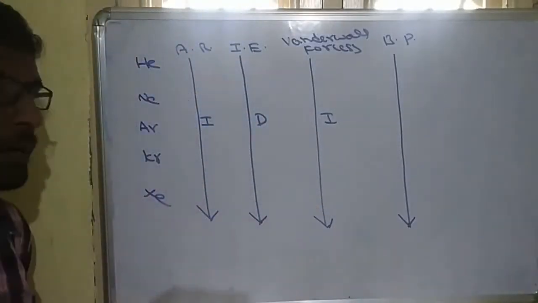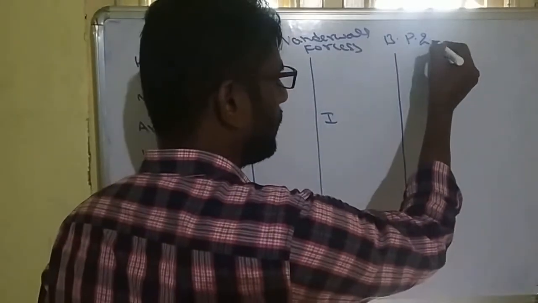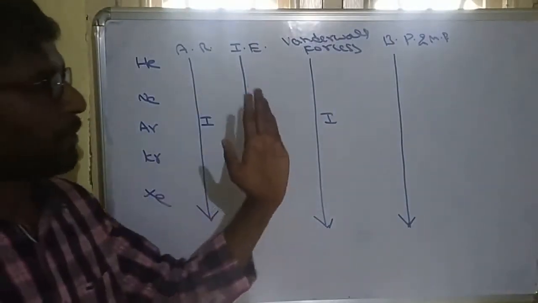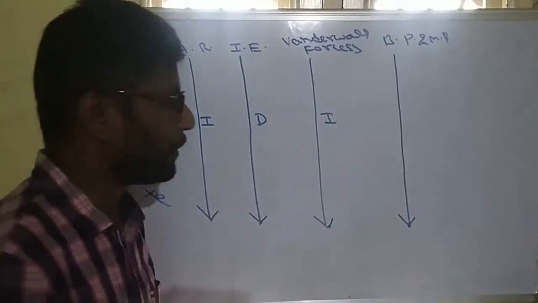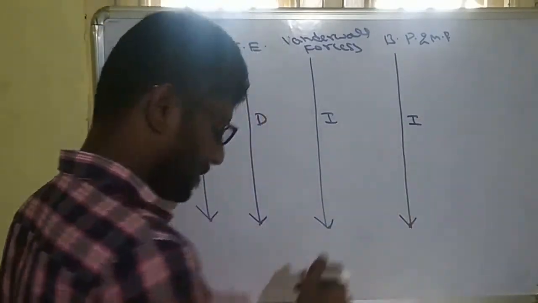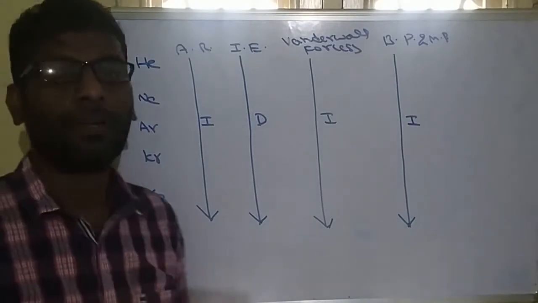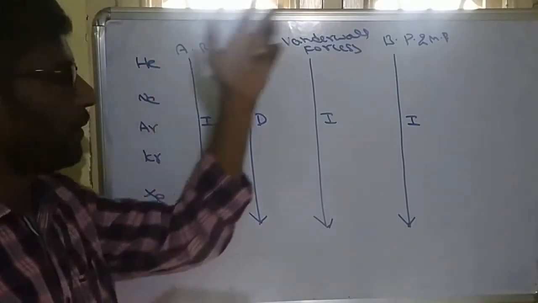Since forces increase from top to bottom, the boiling point also increases from top to bottom. We can take melting point also, boiling point and melting point both. So both melting point and boiling point increase from top to bottom. Xenon has a high melting point, helium has a low melting point and a low boiling point.